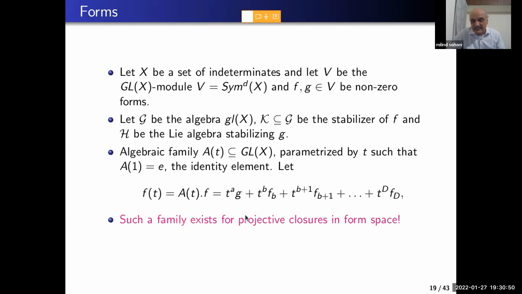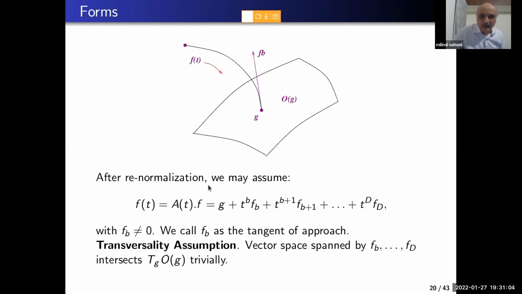By the way, at least in form space, all elements in the projective closure are actually obtained in this way. So this is the most general way of obtaining projective closures in the form space. So let us look at this example. Really what is happening is that I'm starting from this form F, and I'm going to the form G by a path, by FT, right? FT is moving it. And if the penultimate form is FB, then the tangent of this path is FB. So this is the point G, and my path is approaching via the tangent, and the tangent is FB.